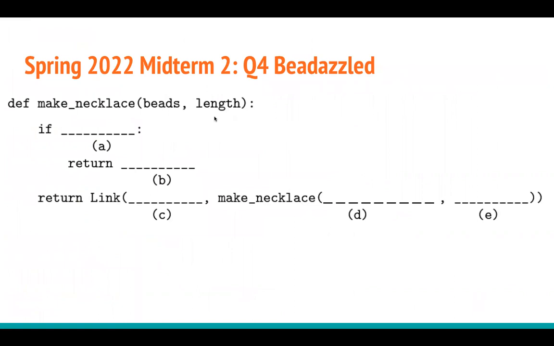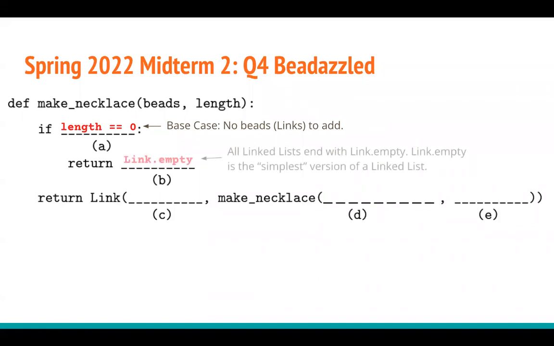Let's look at the question. There are really only 5 blanks, for something that feels like there should be more blanks, but okay. Our usual base case: length equals 0, as you might expect. That's when we don't need to add any more beads. We just return Link.empty so that we complete the linked list. One thing to always remember is to ensure the linked list ends with Link.empty. I think that's something that's overlooked pretty often.